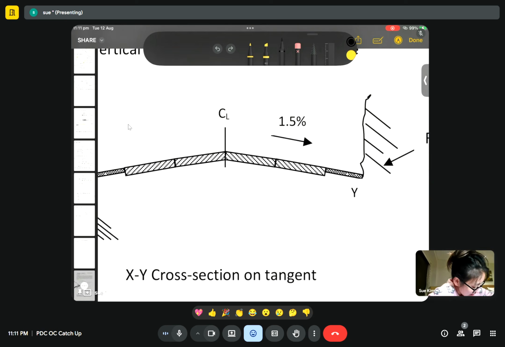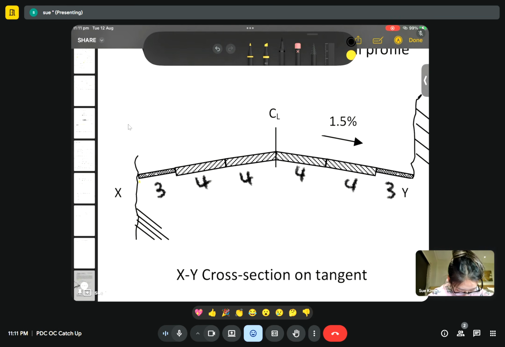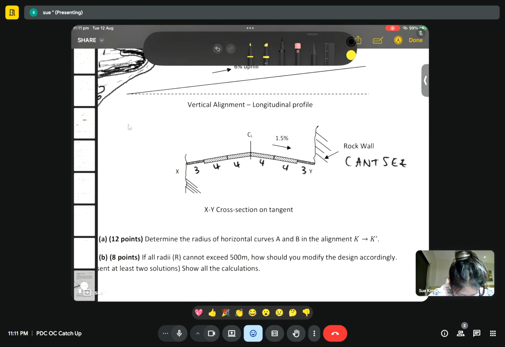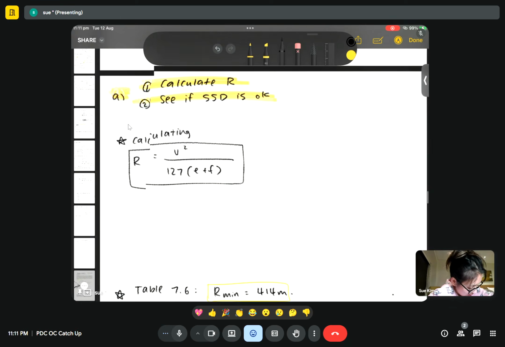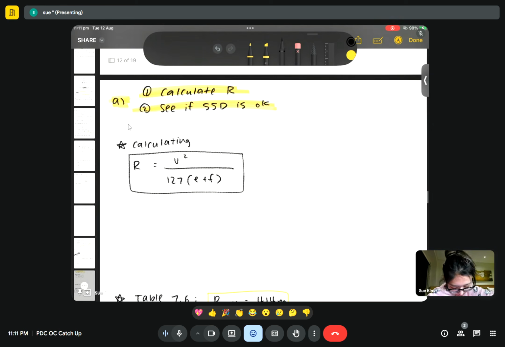And then it also told us that the lanes are 4 meters wide and the shoulder is 3 meters. So like this. Okay, and then it says determine the radius of horizontal curves. So I need to find the radius.